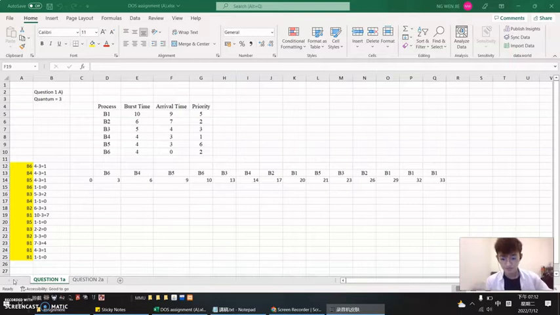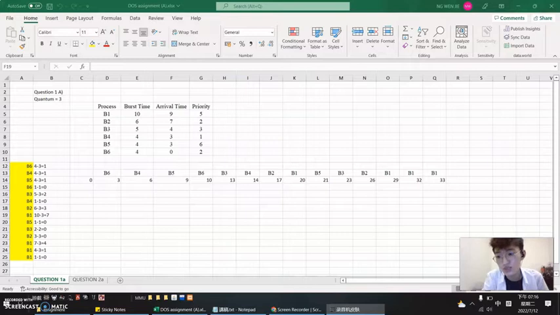And then we will start with B6 because the B6 arrival time is equal to 0. Next, because the quantum is 3, B6 will work for 3 seconds. And at the 3 seconds, B4 and B5 have already arrived. But B4 and B5 have the same burst time, so we choose the smaller priority. So there is B4, and then B5.